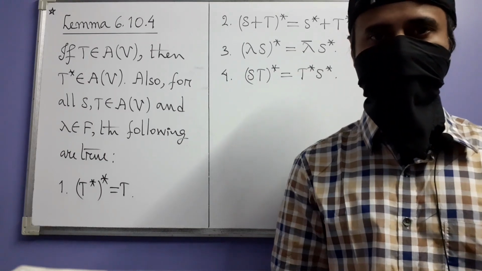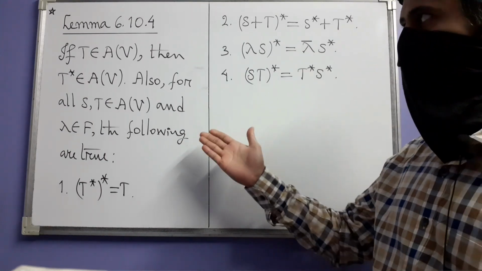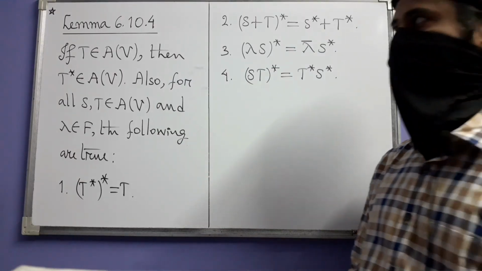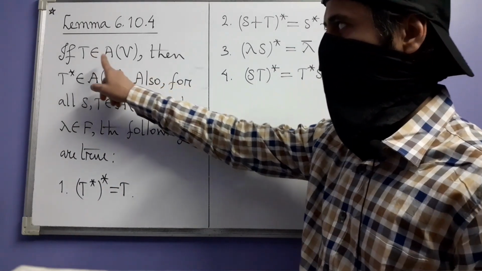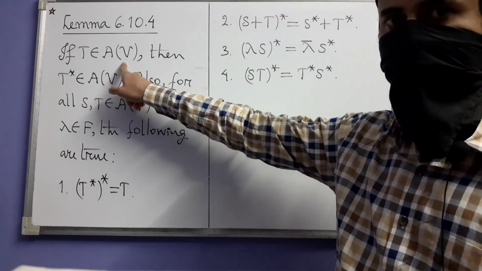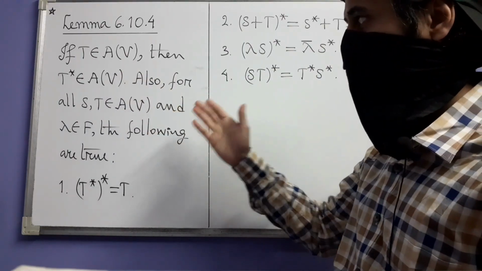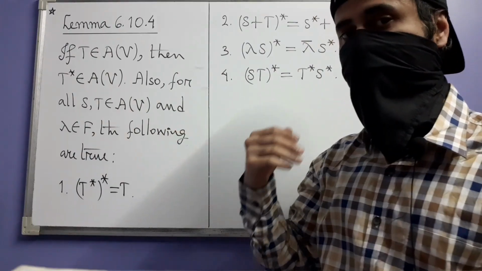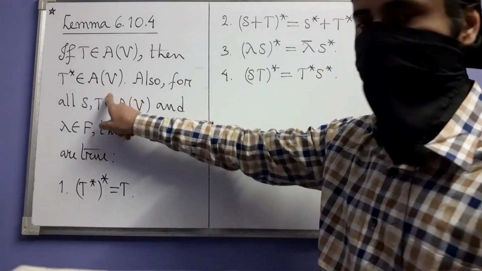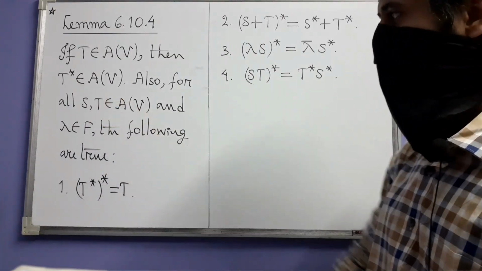Let us recall that we ended the last video with this lemma 6.10.4. Let's just see the statement once more. So T is a linear operator on this finite dimensional inner product space V. Then we have to prove that T star is also a linear operator on V. That means T star also belongs to this operator algebra.